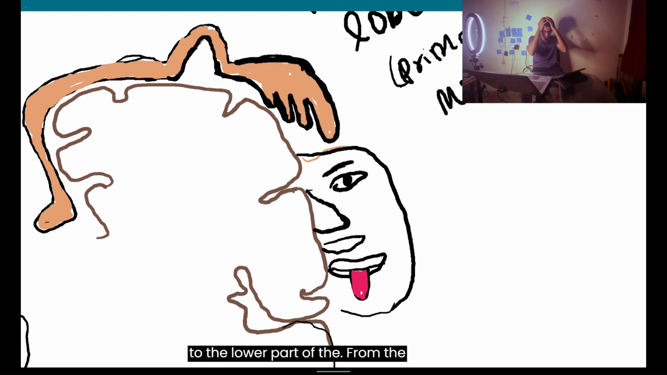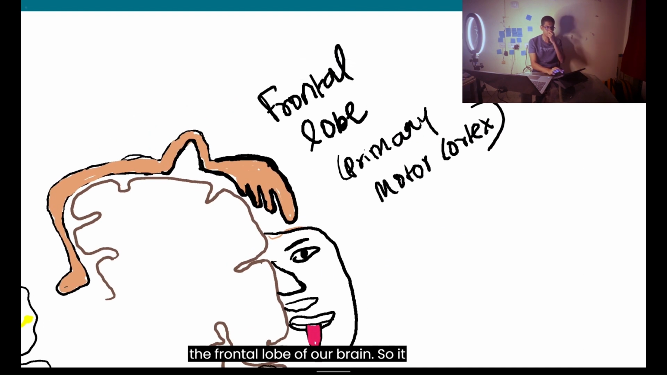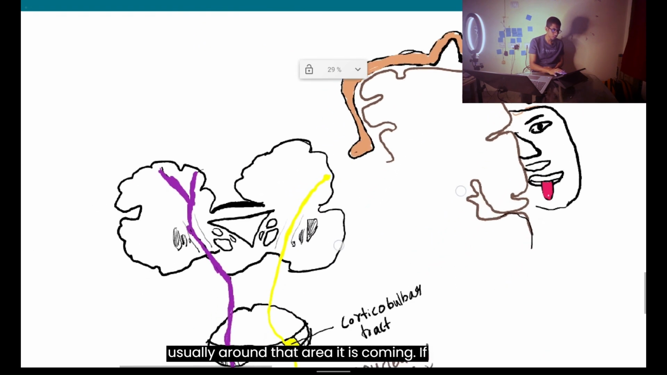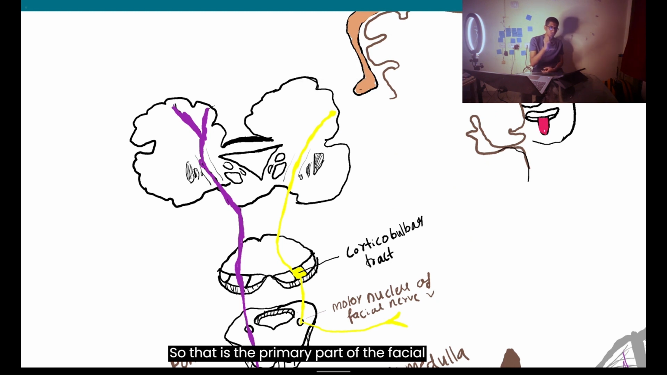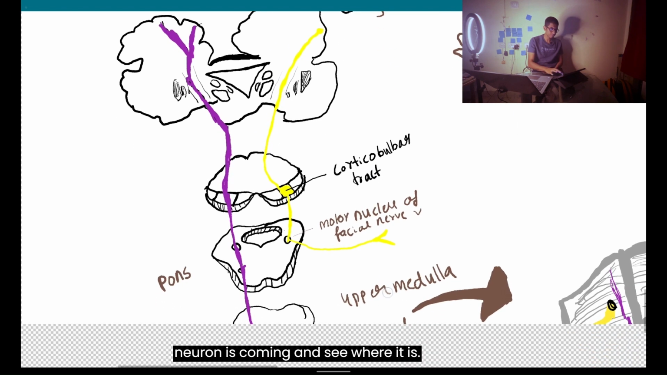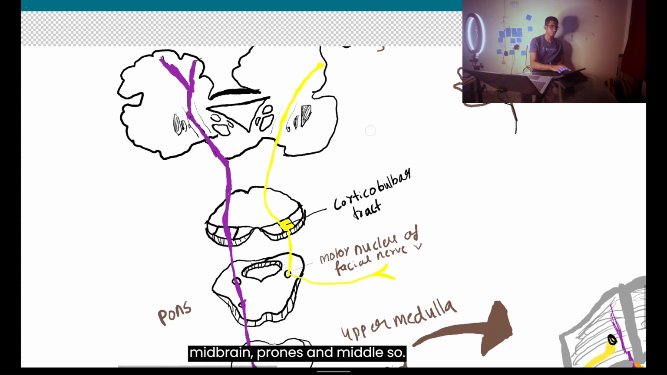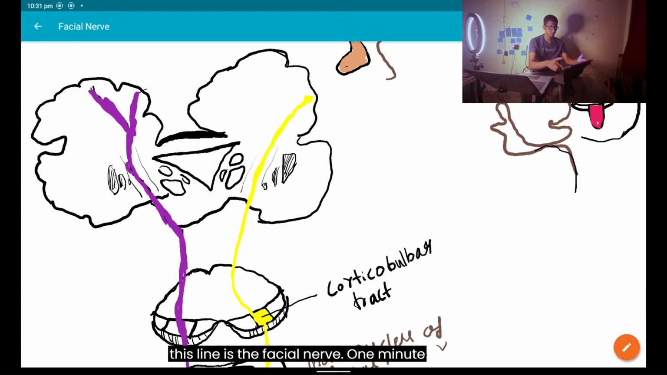It comes in the lower part of the frontal lobe of our brain. So usually it is around that area. If you see this yellow part, that is where the primary upper motor neuron of the facial nerve is coming from. And see where it goes. Our brainstem is divided into midbrain, pons, and medulla. If you see, this line is the facial nerve.